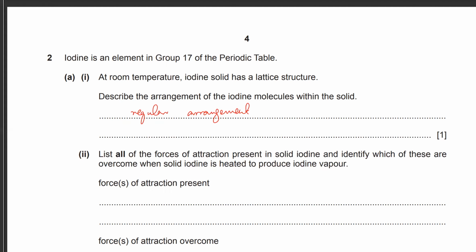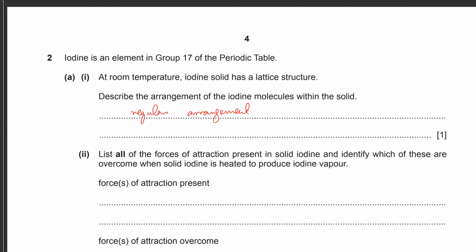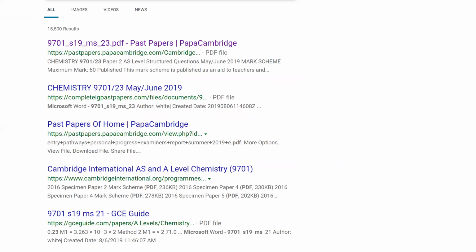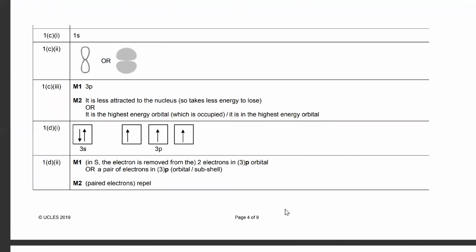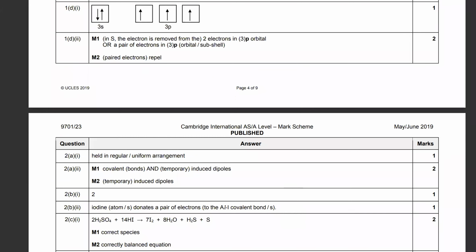टाइटली पैक्ड, लेकिन वो शेप तो नहीं कह रहा, क्योंकि ये 19 का क्वेश्चन है ना. कुछ बुक्स पे लैटिस की शेप्स वगैरह लिखी हुई है, जैसे NaCl का स्क्वायर लैटिस होता है. लेकिन कोर्स में नहीं है, सिलेबस में एटलीस्ट नहीं है. तो उन्होंने बस रेगुलर अरेंजमेंट नहीं दिया हुआ है, उसने बस जनरल वर्ड यूज किया हुआ है.